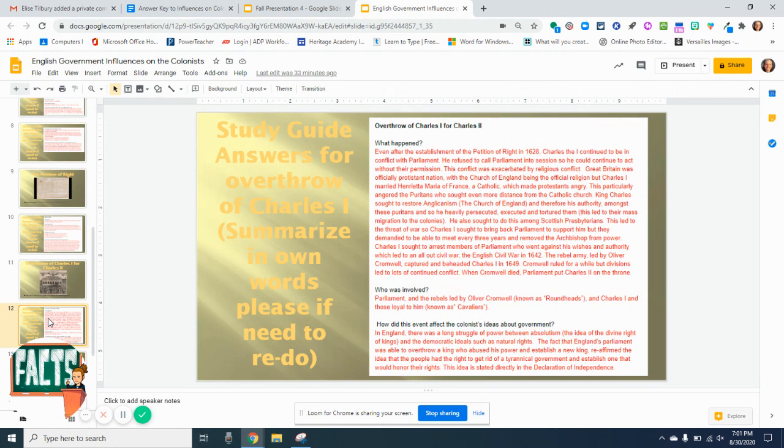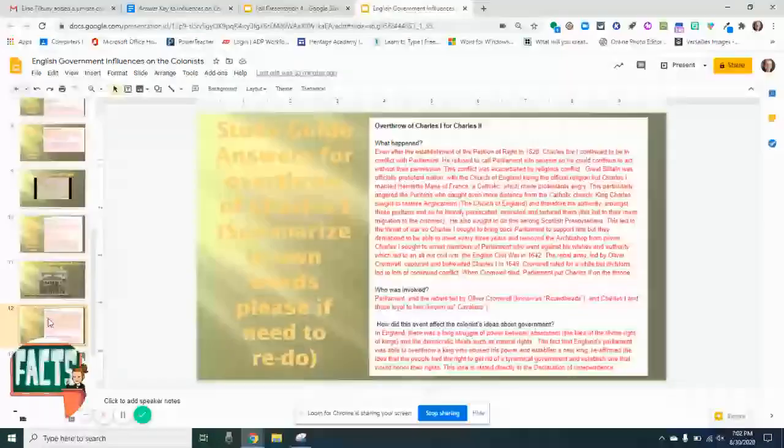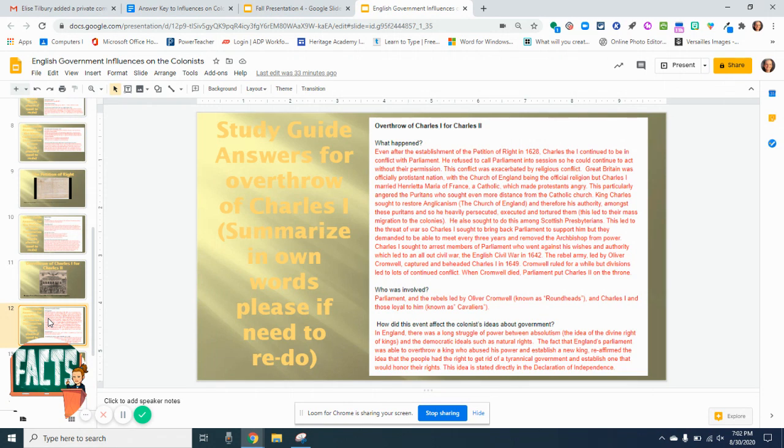So the fact that England's parliament was able to overthrow a king who abused his power and establish a new king reaffirmed the idea that the people had the right to get rid of a tyrannical government and establish one that would honor their rights. This idea, that people have the right to overthrow a government that abuses their power and reinstitute a new one, is found directly in the Declaration of Independence. And again, all of this is going on while the colonists are in England. So this is running parallel to colonial history.